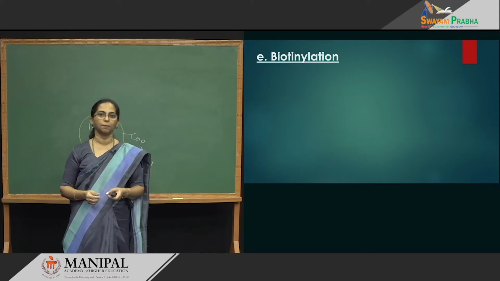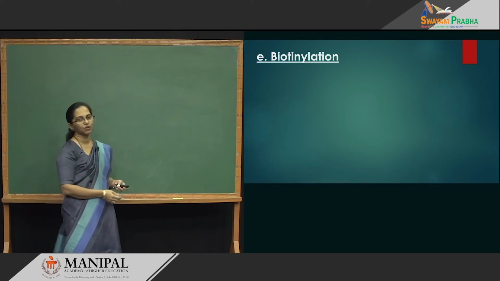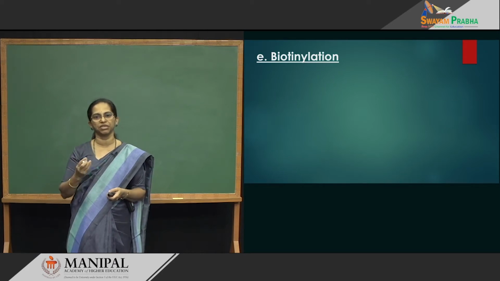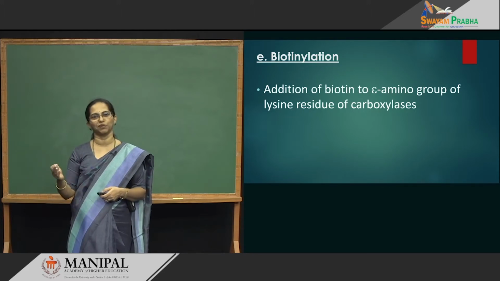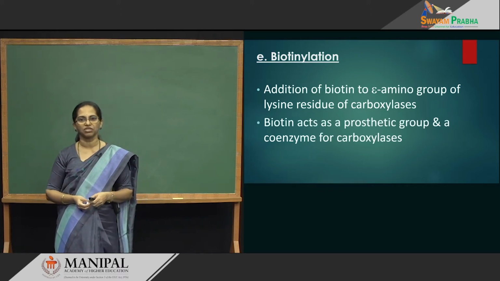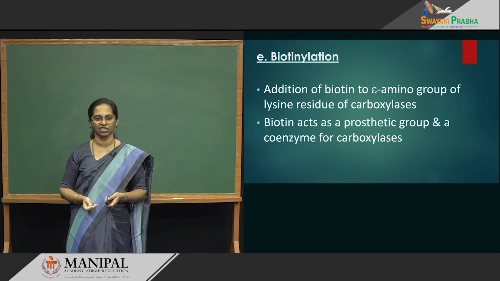Next, let us move on to biotinylation. This is very simple, biotinylation. You are just trying to link the vitamin biotin to its enzyme. So, it is just addition of biotin to the enzyme. Which is that group of enzymes to which biotin is attached? It is the carboxylases. So, all carboxylases require biotin. Addition of biotin is biotinylation. So, it acts as the prosthetic group and helps the enzyme act. So, it is a very simple process, biotinylation.